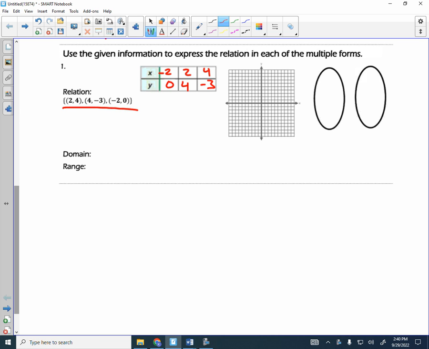So it says domain and range here. We're just going to put the domain here and the range there just to kind of save time. I want to make sure that we can get to the pieces of notes that we need to get to so you can start working on your assignment. So the domain are the elements -2, 2, and 4. And the range are the elements, we have -3, 0, and 4.